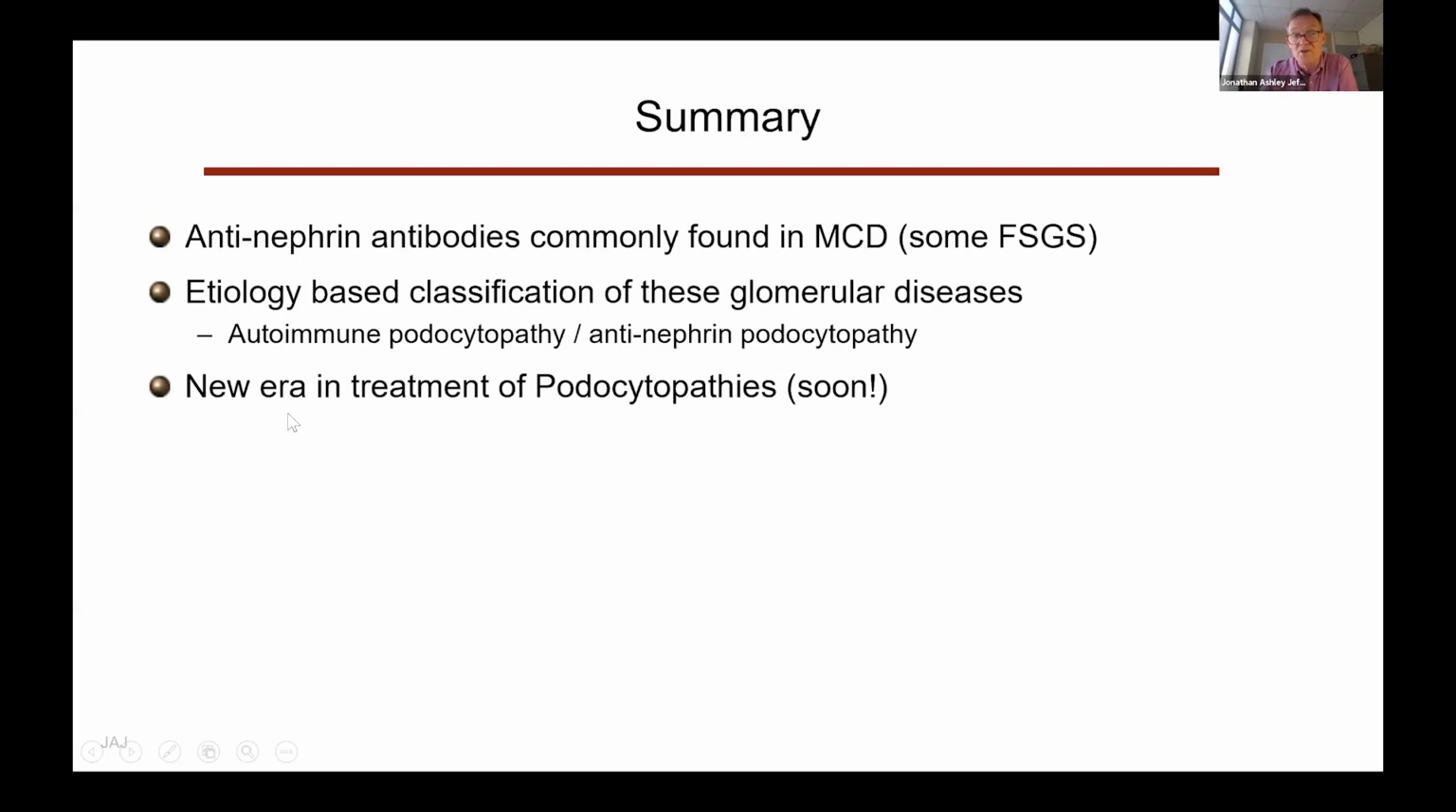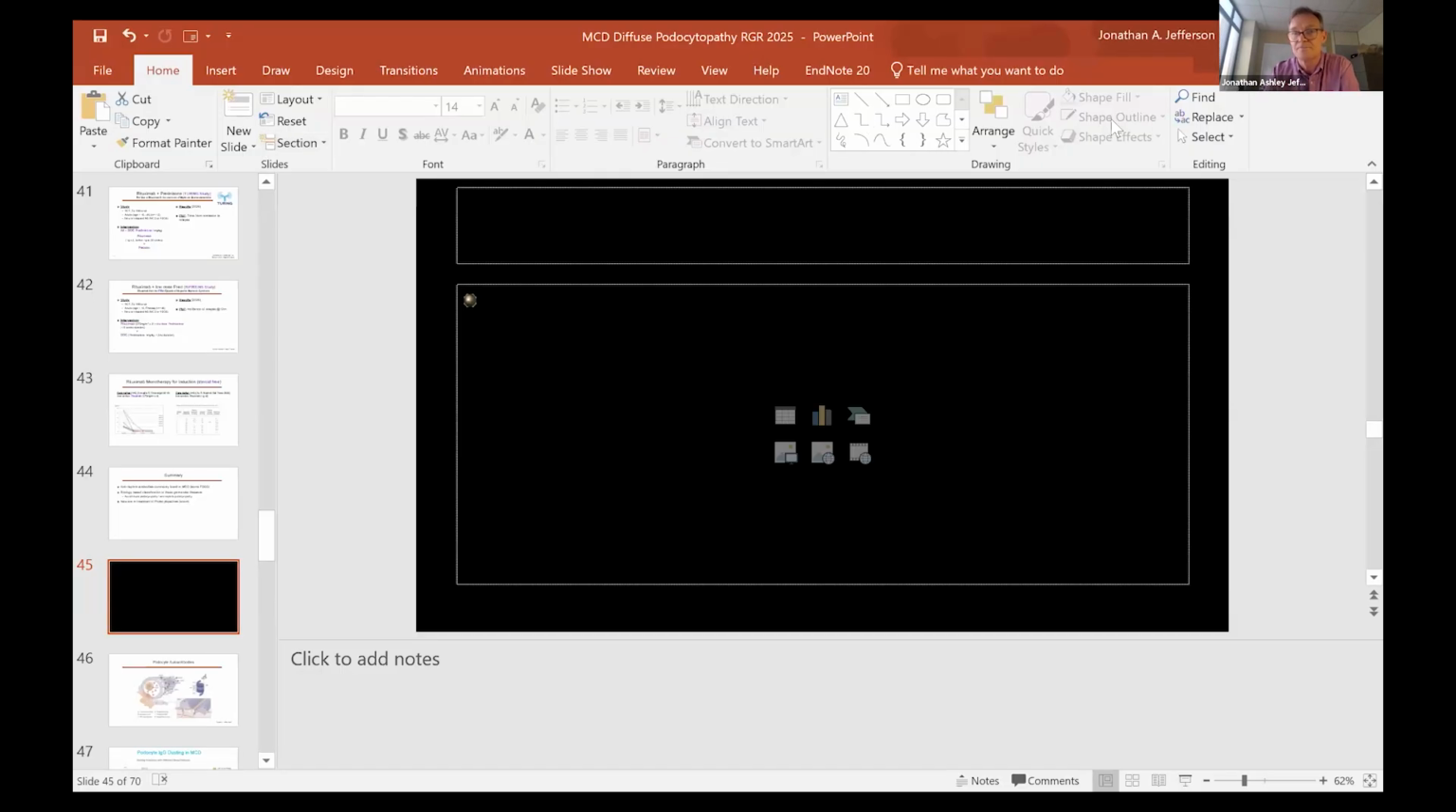And I think there's a new era in the treatment of podocytopathies coming. I think the big thing we need is clinical availability of the anti-nephrin antibodies. But I'm expecting that will be soon. So thanks for your time and happy to answer any questions.